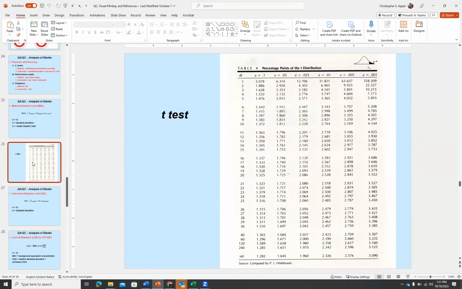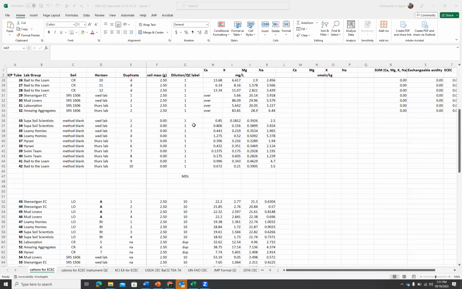And if we look at the student t-test for 10 blanks, alpha of 0.01 is here, right? And the student t-test for how many degrees of freedom? 9 degrees of freedom, right, is here. So our value is going to be this one, 2.821 is the one that we're going to use, right? So going back to the spreadsheet, there it is there.